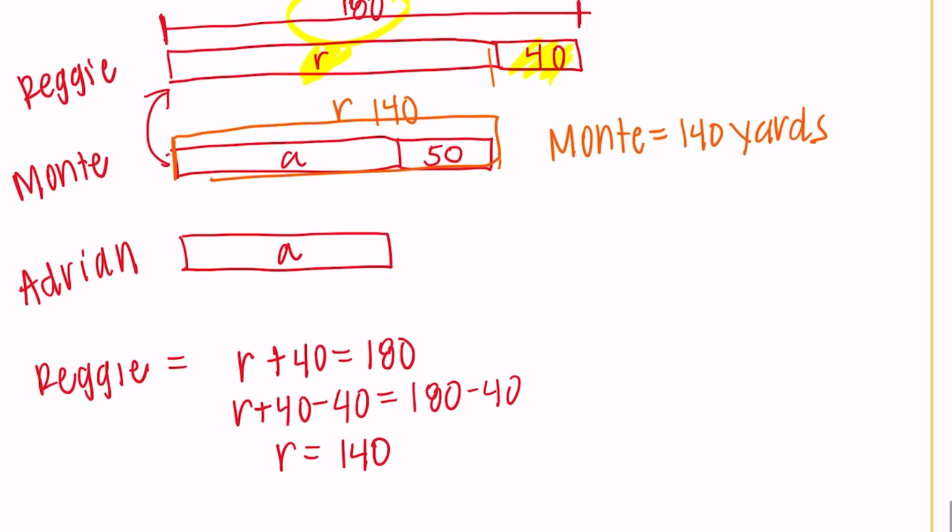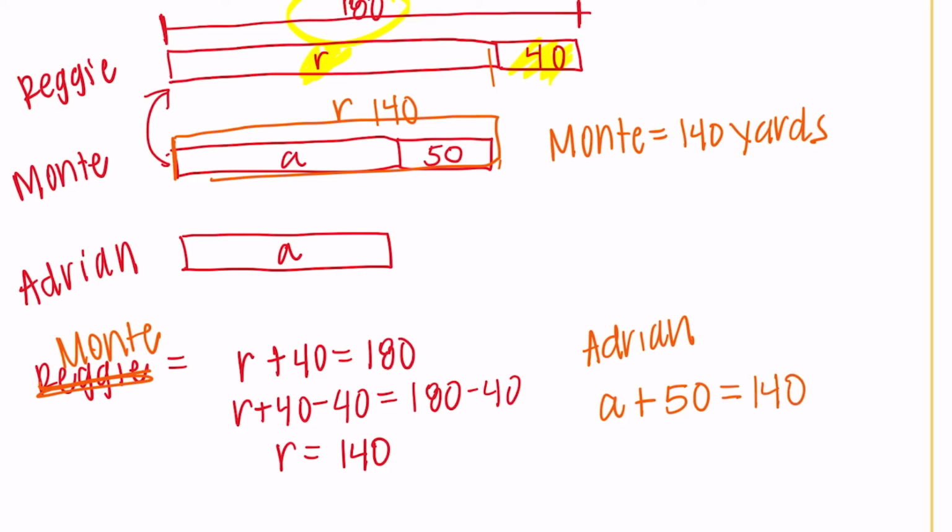So Adrian is A plus 50 equals 140. So I found that over here again. So A plus 50 is 140. So we can do A plus 50 minus 50 equals 140 minus 50. So A is equal to 140 minus 50, which is 90. So Adrian ran 90 yards.